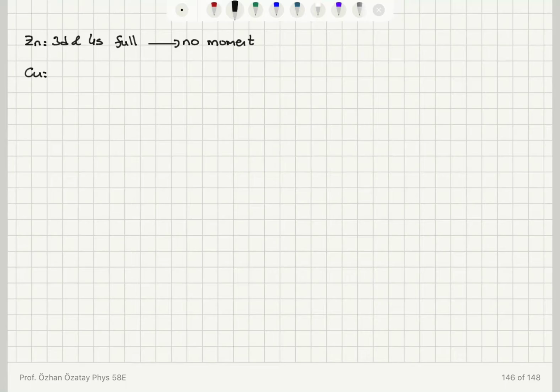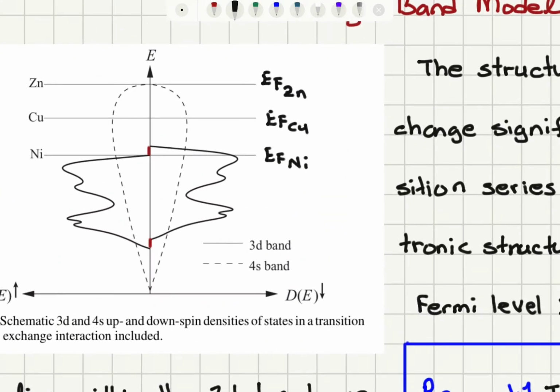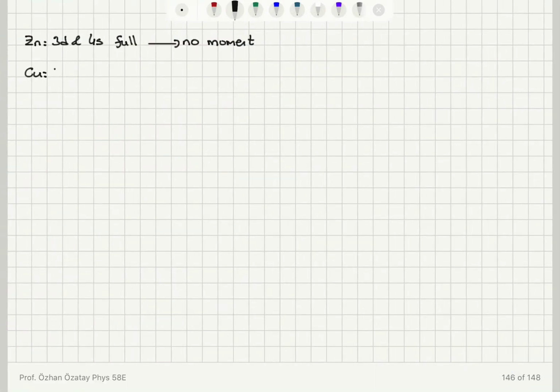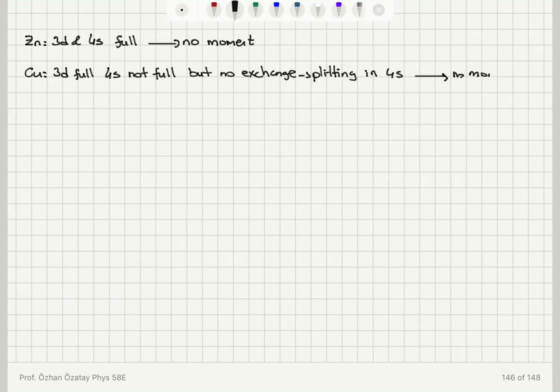For copper, on the other hand, the Fermi level lies within the 4s band, but above the 3d band. So 3d is completely full, but 4s is not full. But we don't have exchange splitting in 4s, therefore we don't expect any magnetic moment. So for copper, 3d is full, 4s not full, but no exchange splitting in the 4s band. Therefore we find that copper has no spontaneous magnetization.